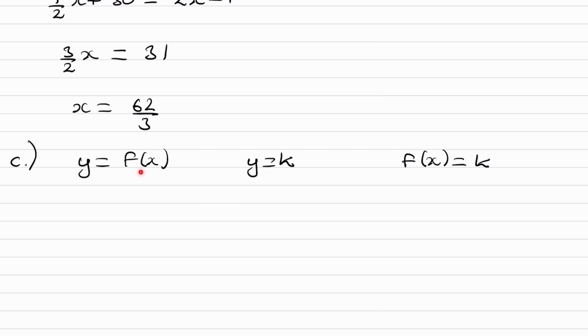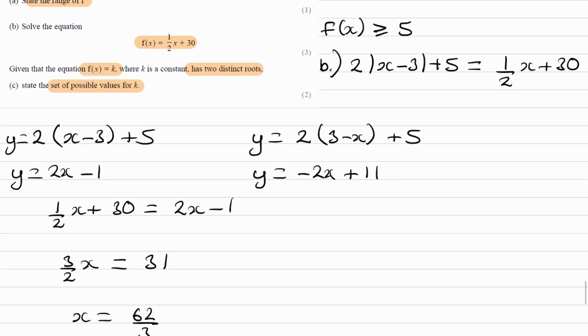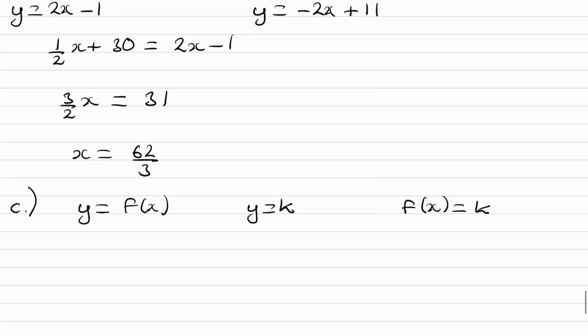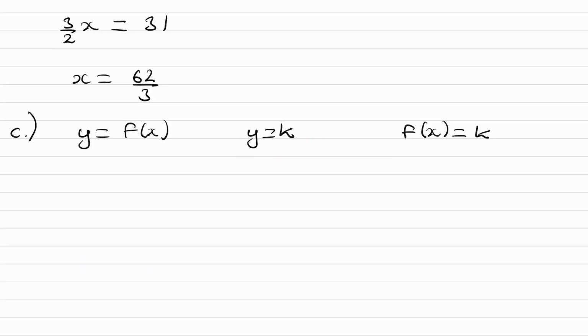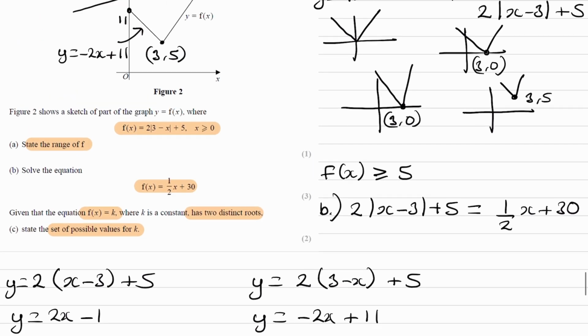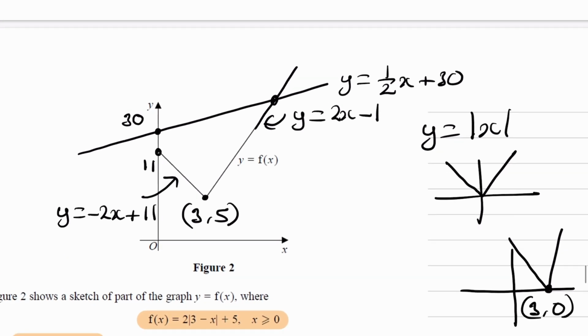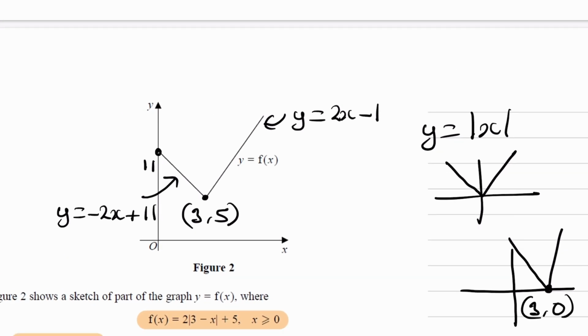If we're solving these two equations simultaneously, then we're looking to see where they cross on the graph, where they intersect on the graph. y is equal to k is just a horizontal line with y-intercept k. And then we're trying to see what k values will give us two distinct roots to this equation. In other words, what k values would mean that this graph crosses this one in two places. So let's draw that on our graph. We can get rid of some of this stuff that we had from before. We don't need it anymore. Okay, so I've just left the important information that we need for this question.